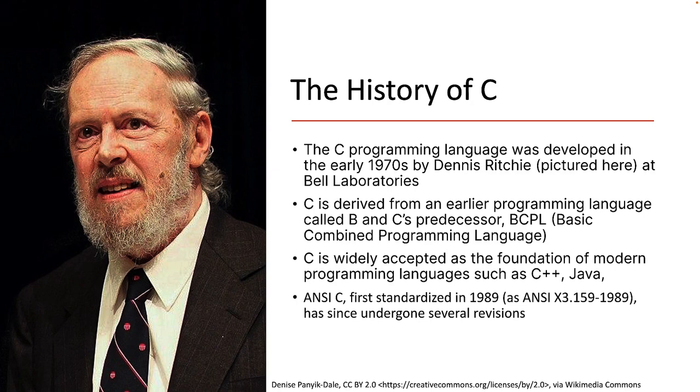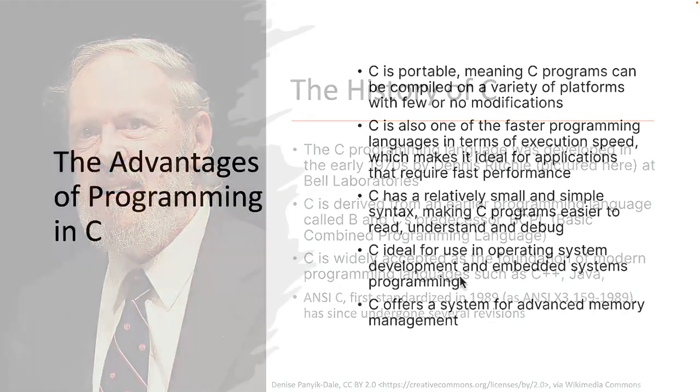And ANSI C was the first standardization in 1989, ANSI X3.159-1989, and it's undergone several revisions since then. So that's really a brief history of the C programming language and how it got developed.